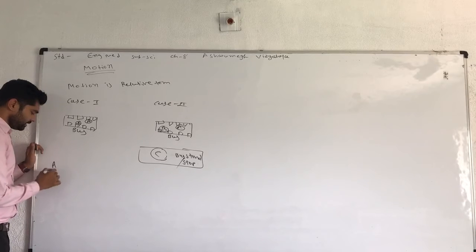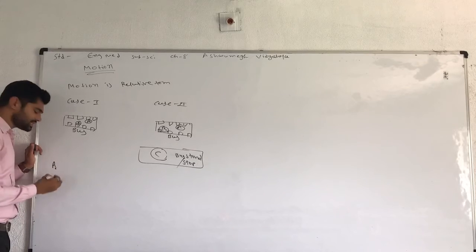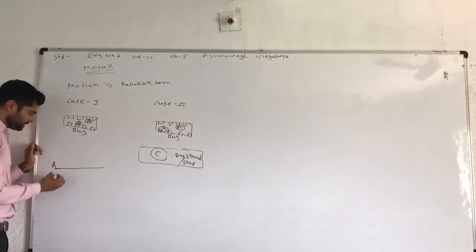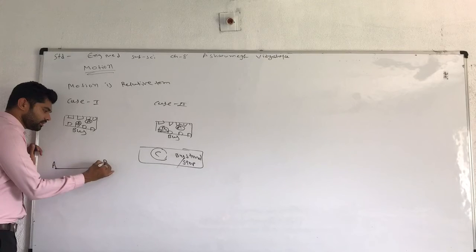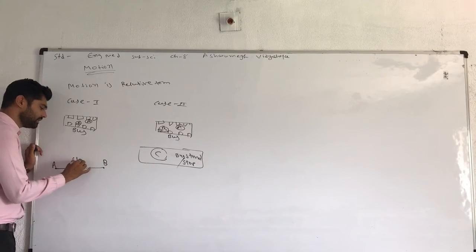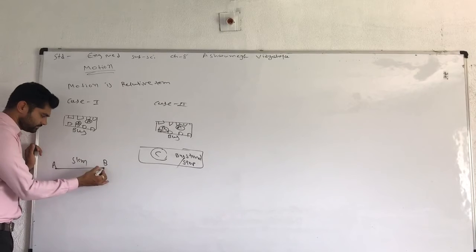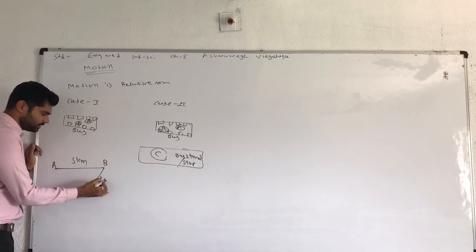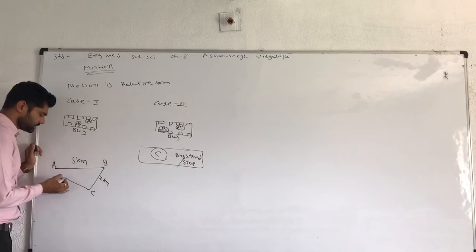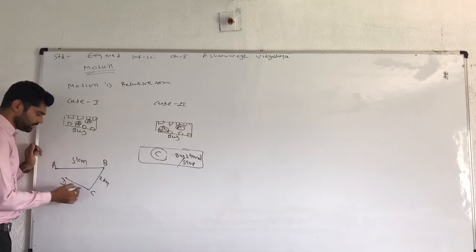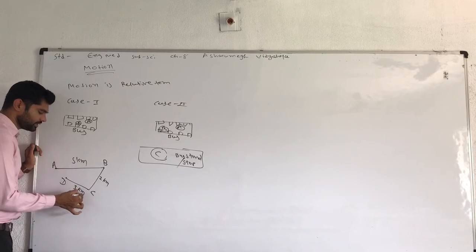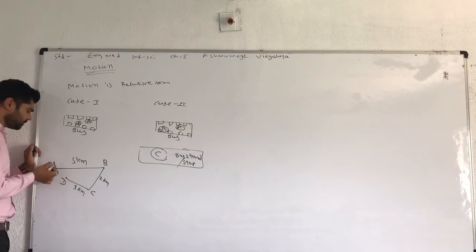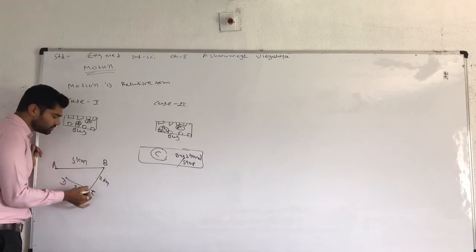Now person A starts his journey at point A. After completing 5 kilometers he comes to point C. Another 2 kilometers comes from point D, completing 3 kilometers. So person A started his journey at point A, then B, then C, and finally D.